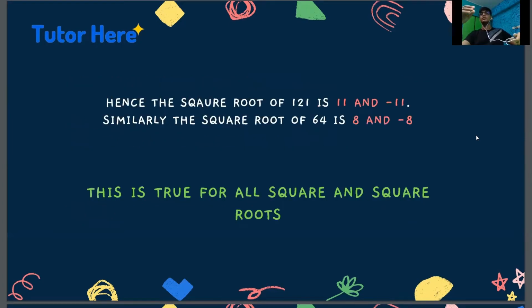Hence, the square root of 121 is 11 and minus 11. Similarly, the square root of 64 is 8 and minus 8. This is true for all squares and square roots. The square root of 100 is 10 and minus 10. The square root of 1 is 1 and minus 1.